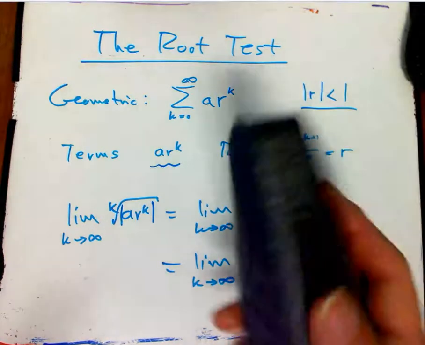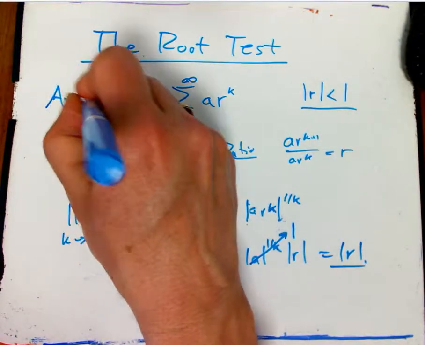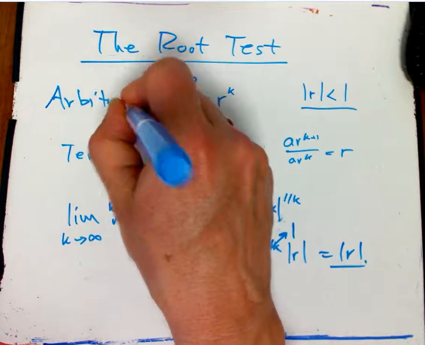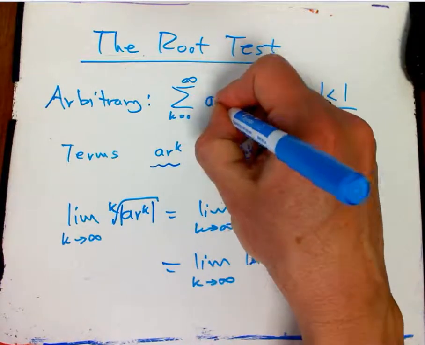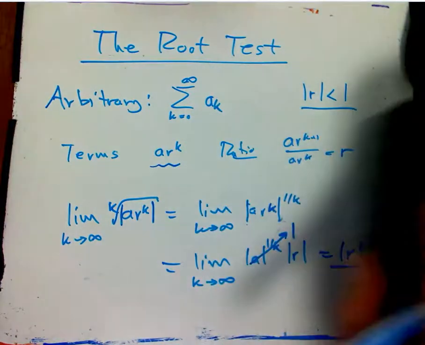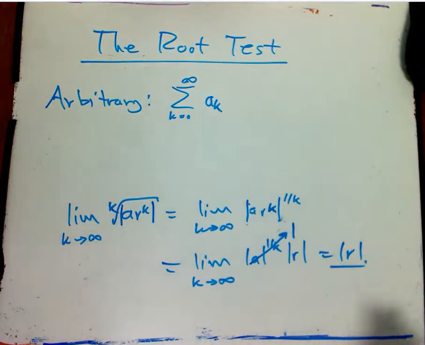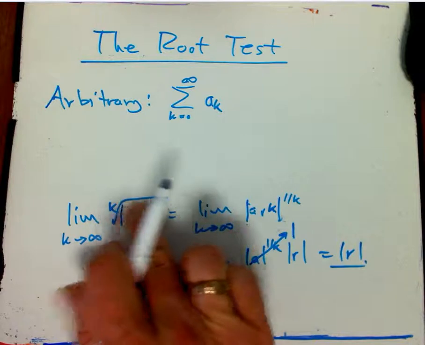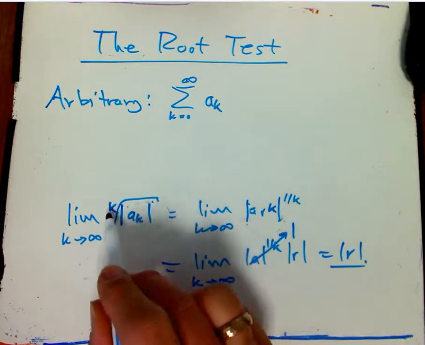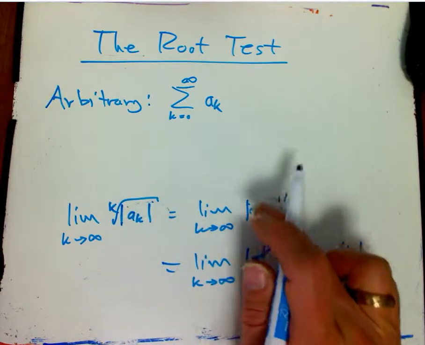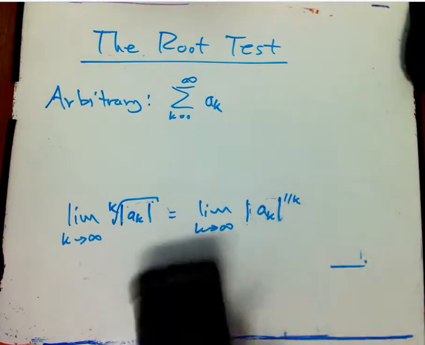Okay, so that suggests, it doesn't prove, but it definitely suggests something that is really true. We just take an arbitrary series, some a sub k, and it's essentially a kind of clever comparison to the geometric series. Let's take the absolute value of those terms, and the kth term, we'll take the kth root of it, or in other words, raised to the 1 over k power. And then we'll see what number we get.